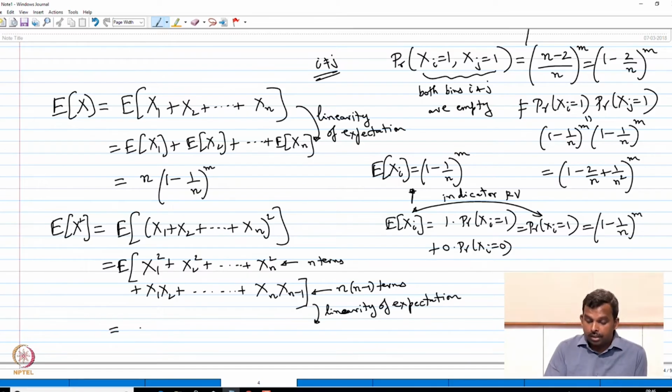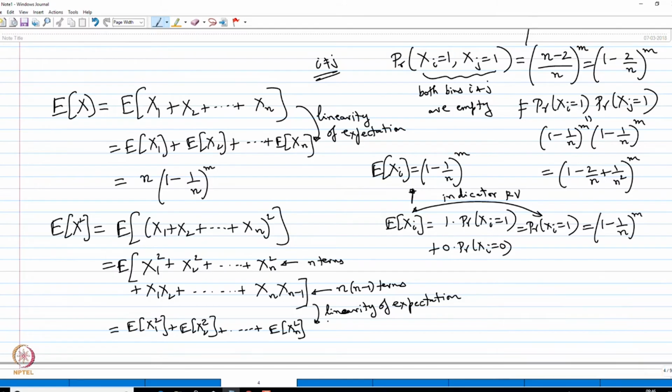If you do that, this will simply become expected value of x1 squared plus expected value of x2 squared plus so on till expected value of xn squared. And then you will have all these other terms, expected value of x1 x2 plus dot dot dot expected value of xn minus 1 xn.